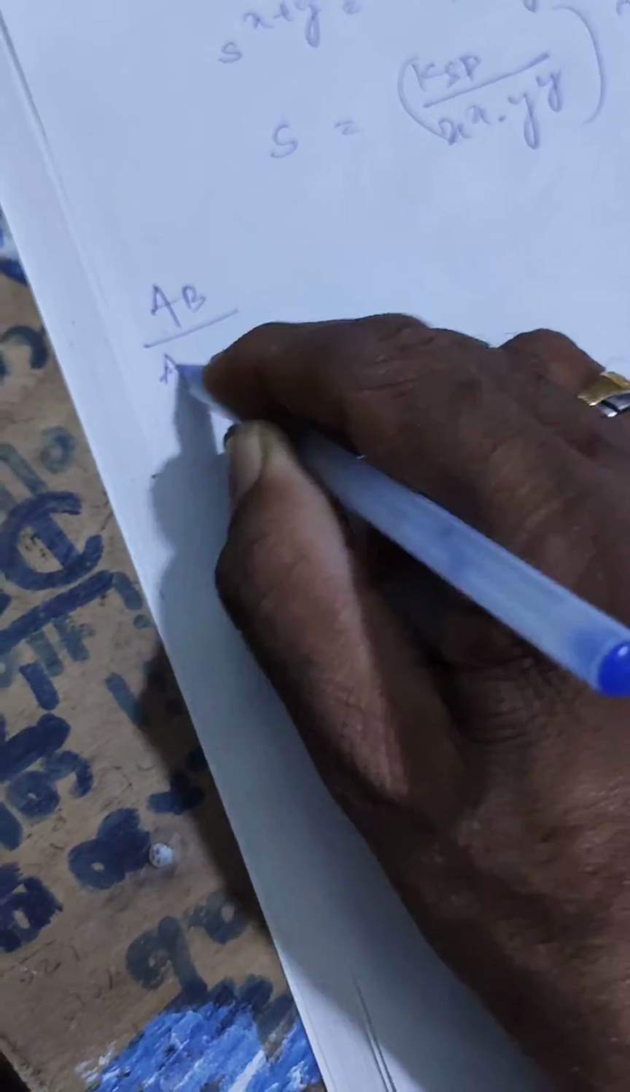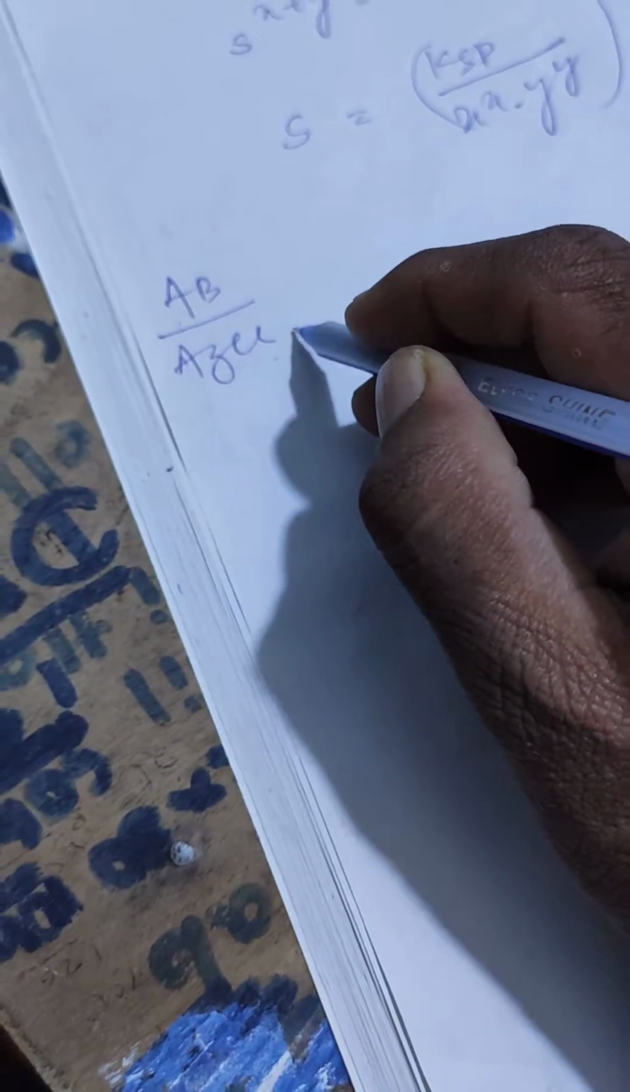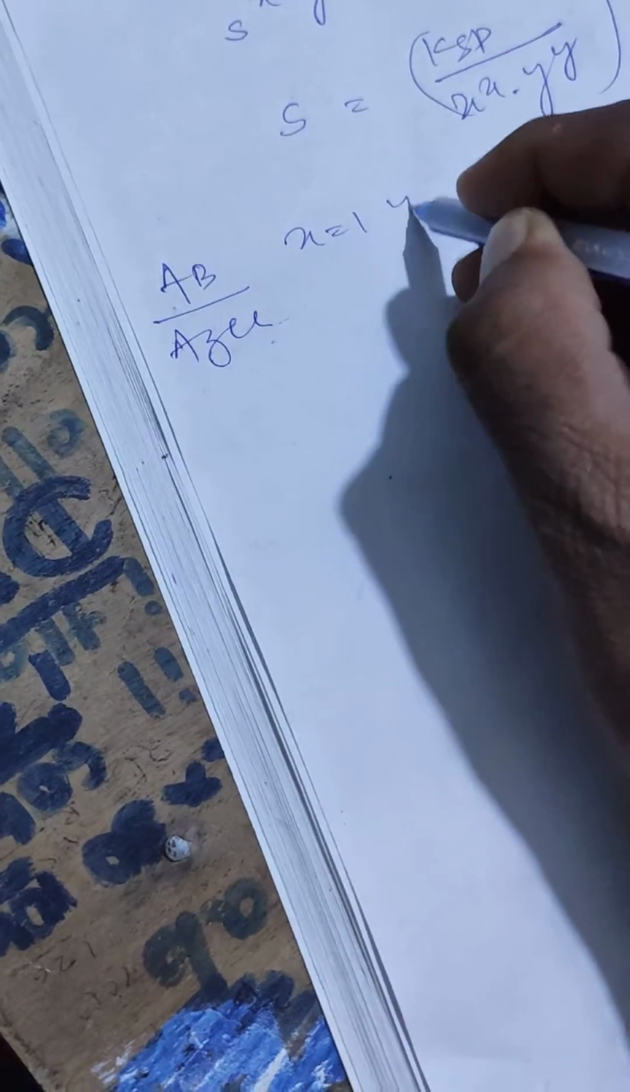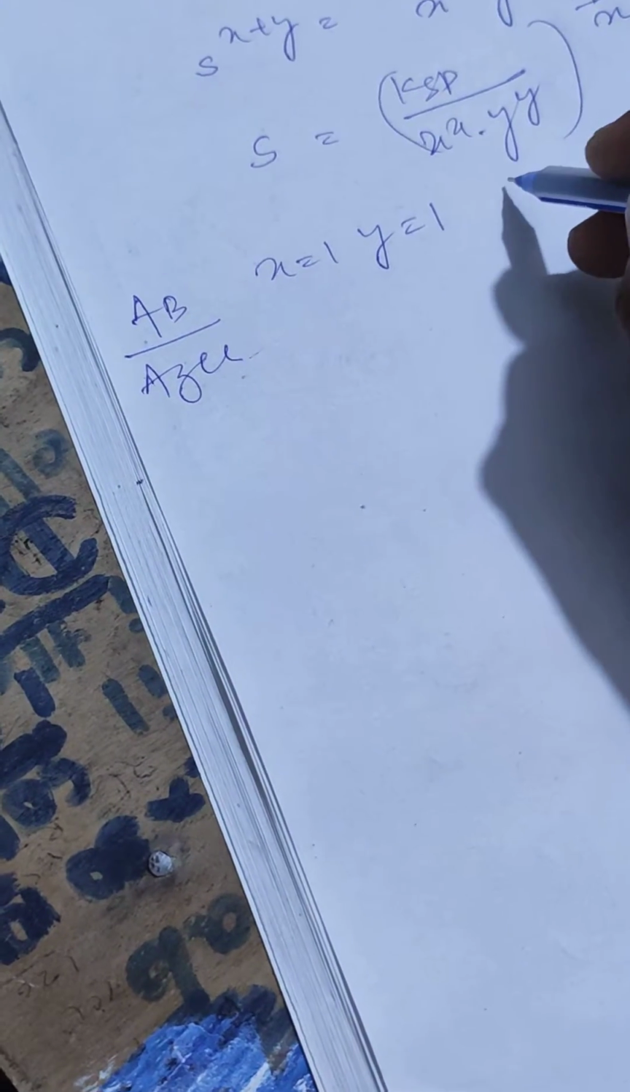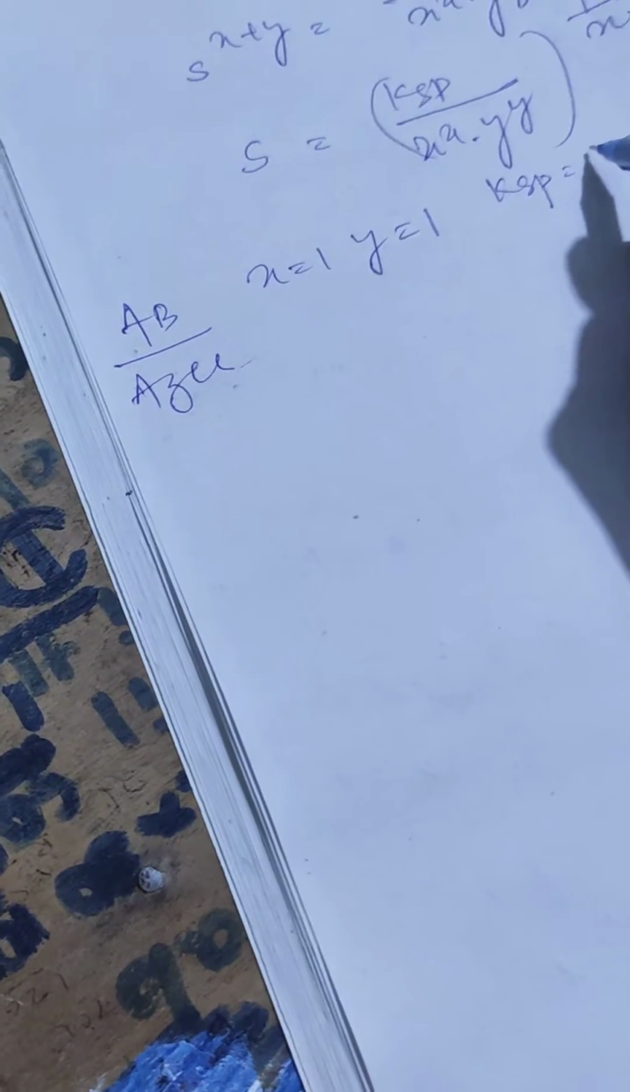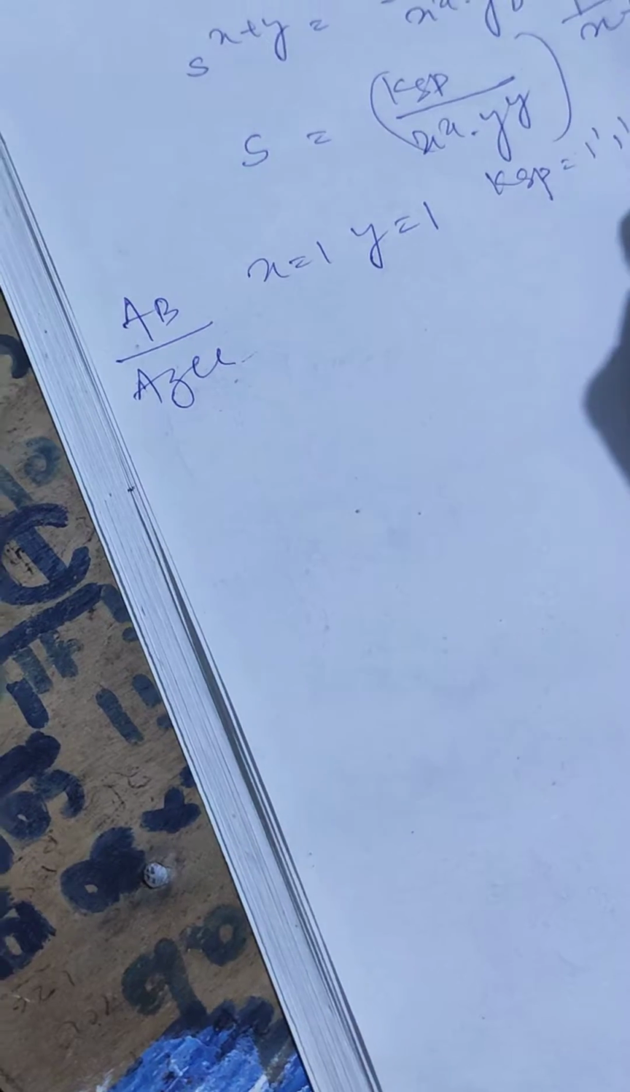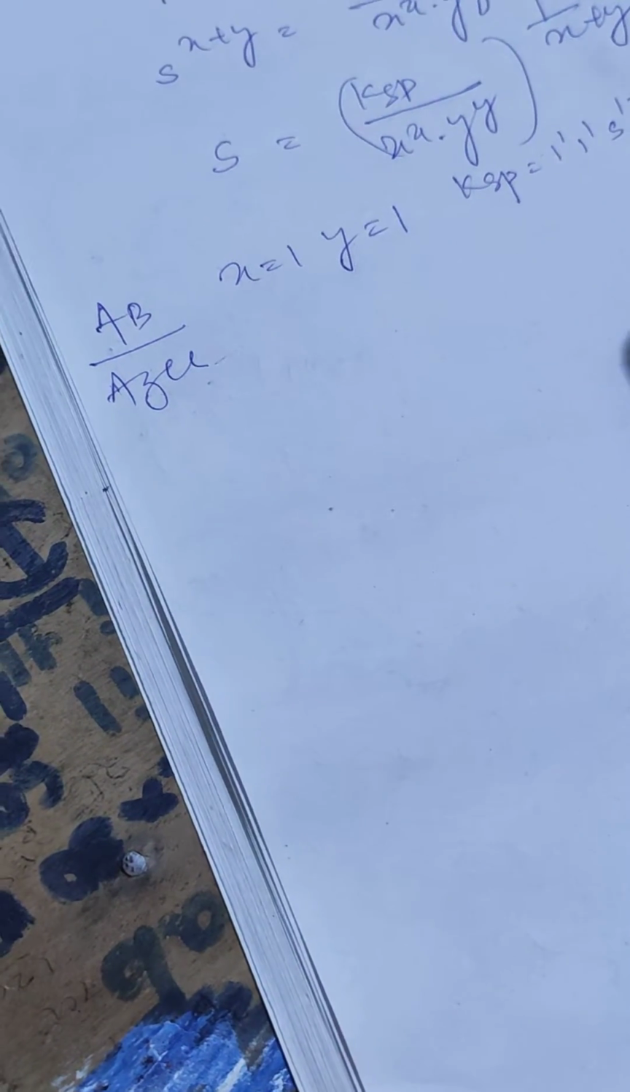Clear? So different types of salts are there. AB type, we can take AgCl. For this type of salt, x is equal to 1, y is equal to 1, and Ksp is equal to 1 to the power 1, 1 to the power 1, S to the power 1 plus 1, that is equal to S square.